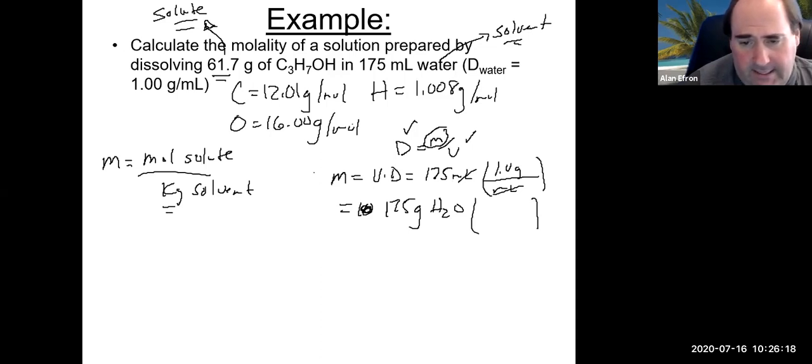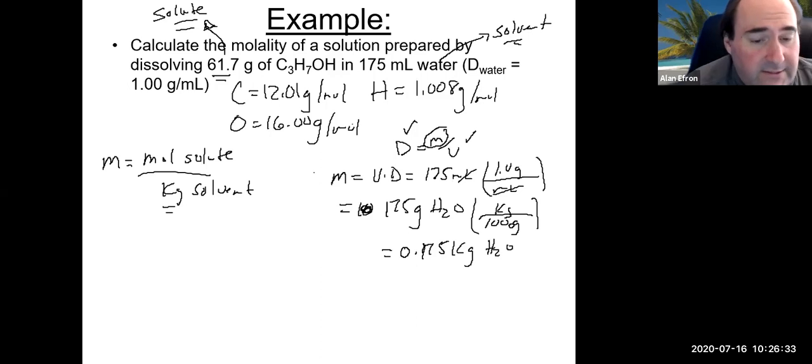So 1,000 grams in a kilogram. I'll put an extra 0 in there. Gives us 0.175 kilograms of water, which is our solvent. So we do have the bottom part here. We do need to get, like I said before, our grams of our C3H7OH into moles. So we're going to need some molar mass there.